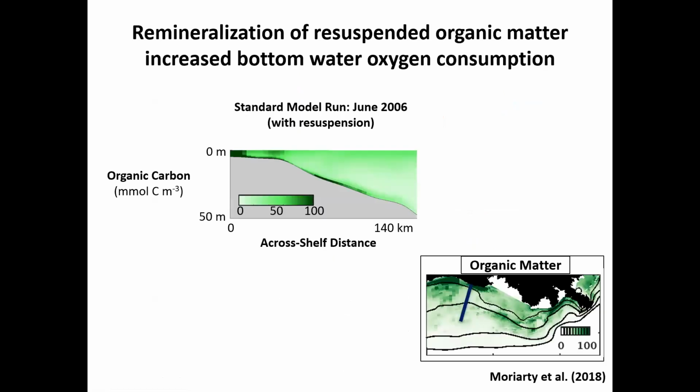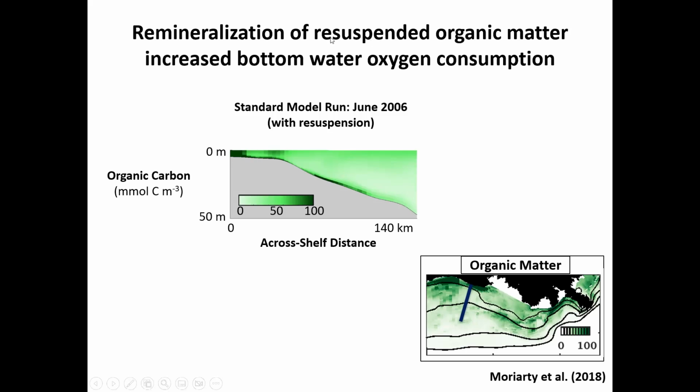Now I've described how we set up the model, but how much of an impact did this resuspension and redistribution of organic matter have? So we ran the model twice. First, we ran a standard model with everything I just described. Then we also ran an additional model run, exactly the same, but where we prevented resuspension from occurring in the model. I'll be showing results from this cross-shelf transect downstream of the Atchafalaya, shown here as the blue line in the bottom right.